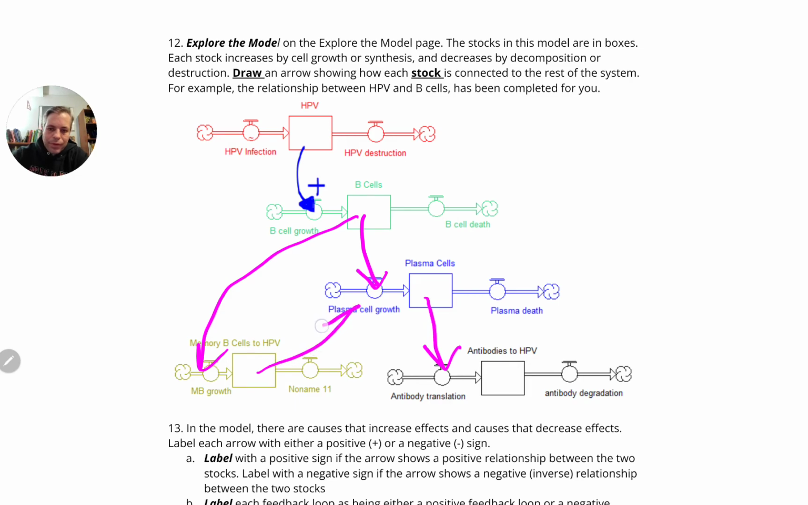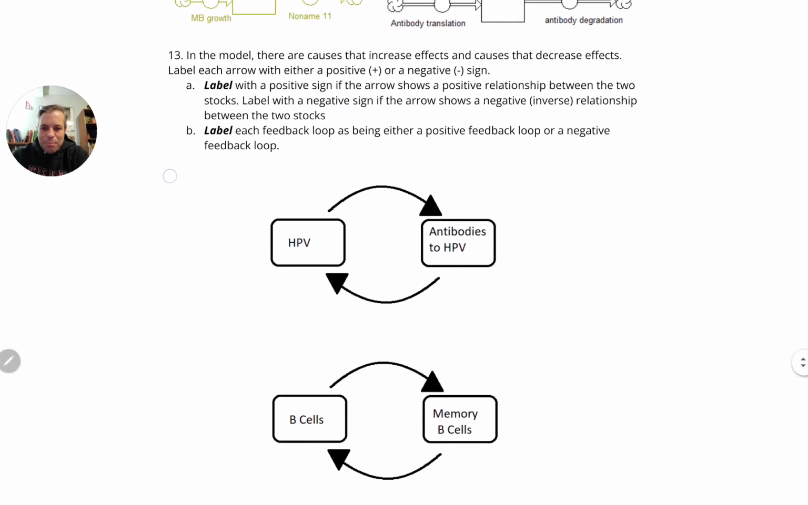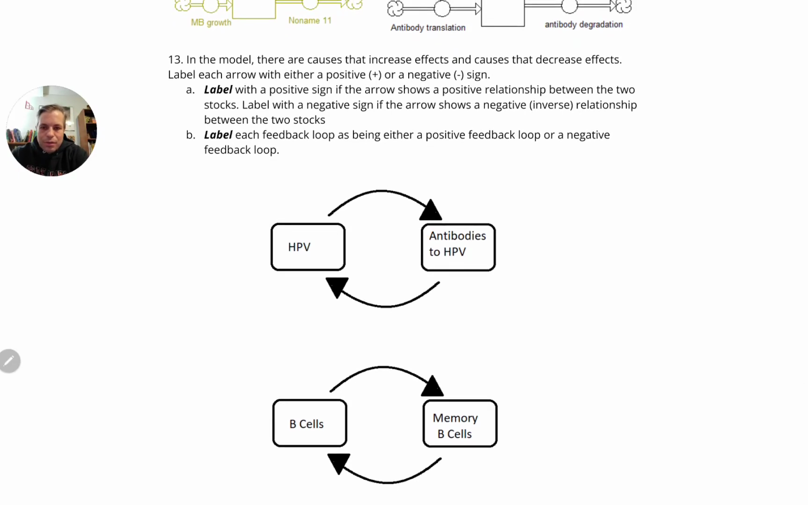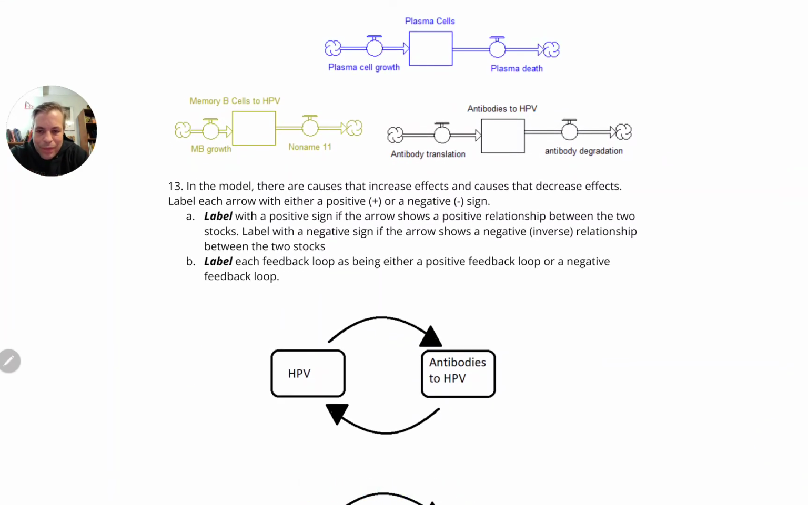So there we go. And lastly, sorry, that wasn't lastly, I have them pick out, are these positive or negative feedback loops? And actually, this is the one that I have them do. HPV and antibodies. So here, HPV increases the antibodies, and antibodies decrease HPV, showing them that negative feedback loop.